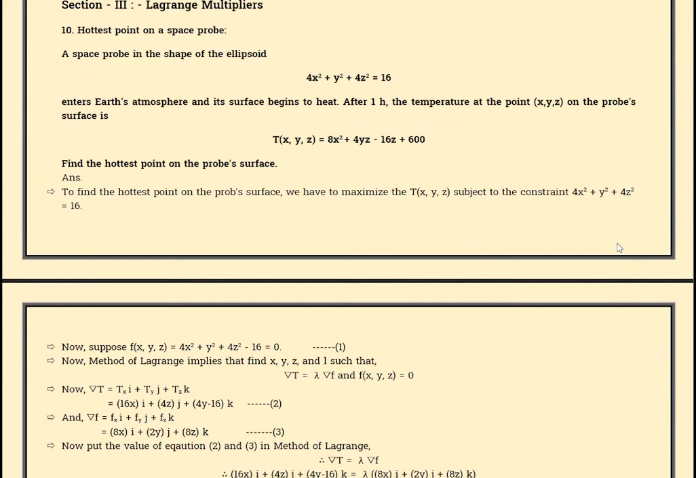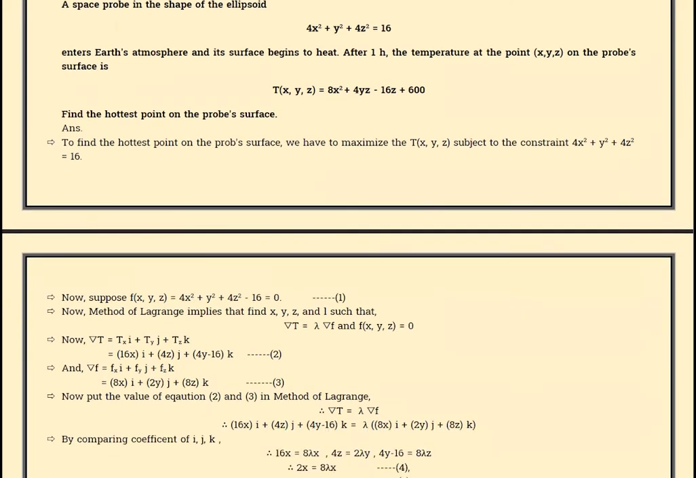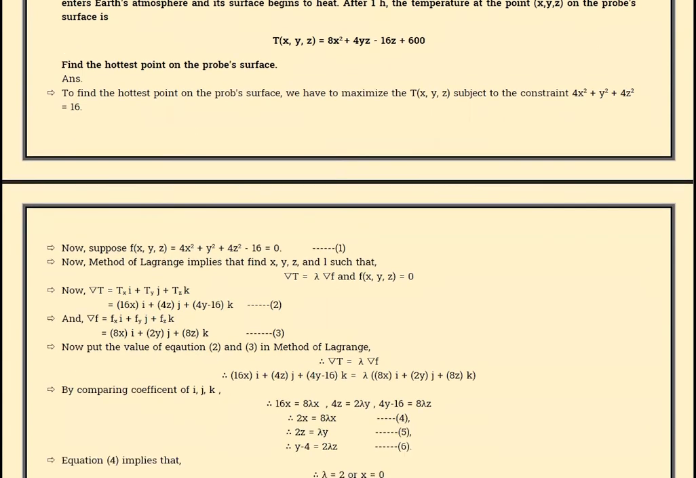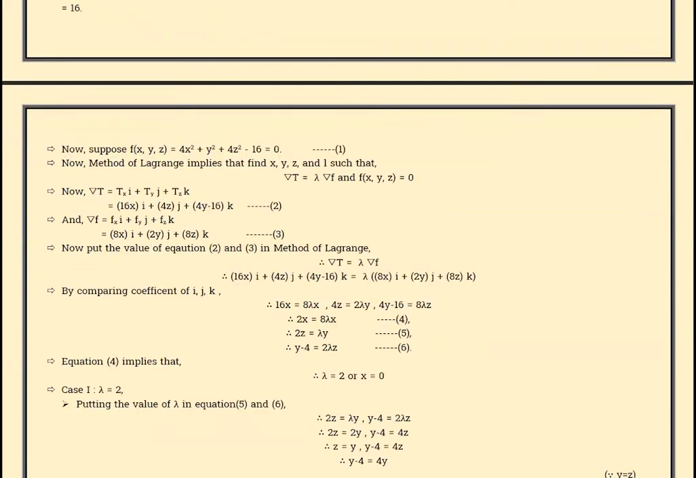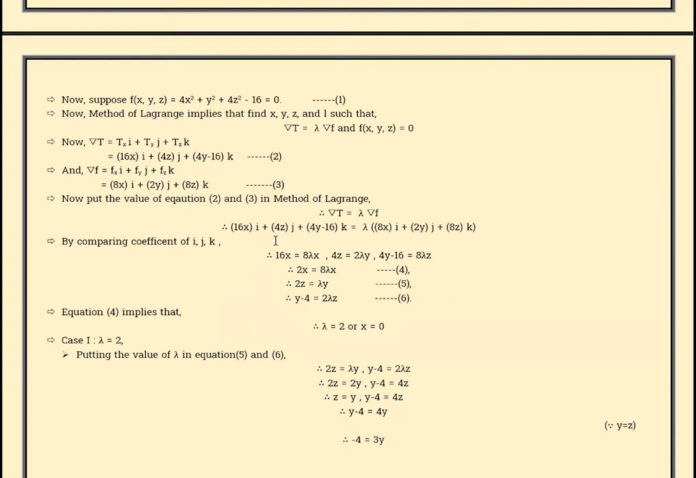To find the hottest point on the probe surface, we have to maximize T subject to the constraint 4x² + y² + 4z² = 16. Now suppose F = 4x² + y² + 4z² - 16 = 0. Now apply the method of Lagrange multipliers to find x, y, z and λ such that ∇T = λ∇F, and F = 0. Now ∇T and ∇F are given as follows, and using the Lagrange equation we will get the following three equations.